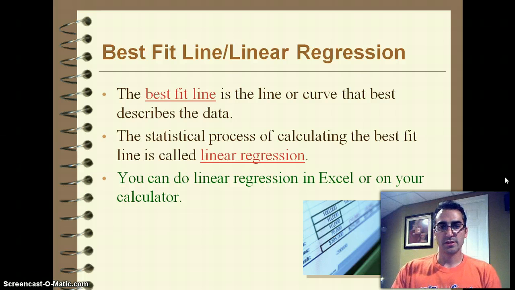Also, the statistical process of calculating the best fit line is called linear regression. And you can do linear regression on your calculator or in Excel. And this process is something that statisticians do all the time, and we do in physics as well, to come up with relationships in data.